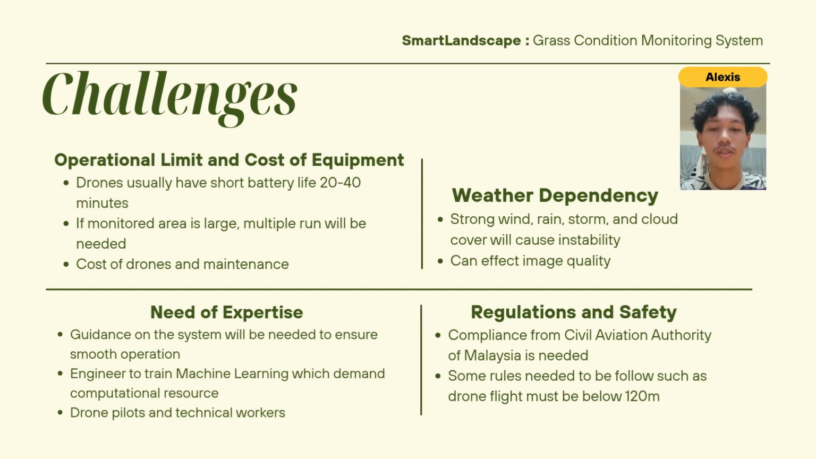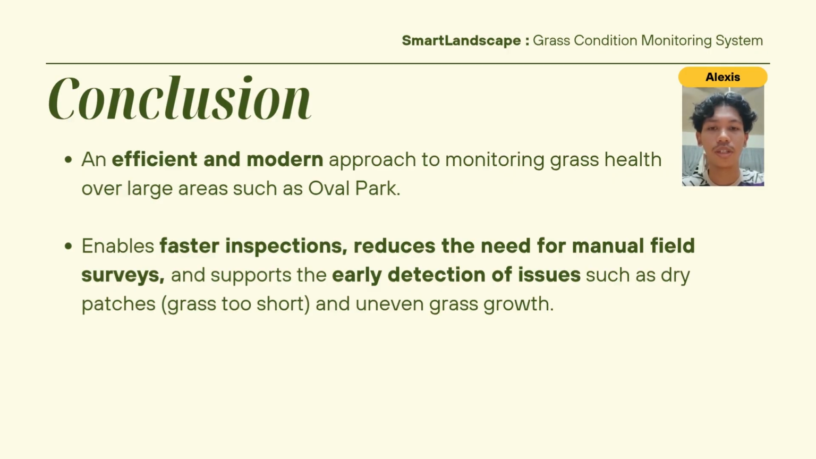Additionally, implementation requires technical expertise from certified drone pilots to engineers who will train our machine learning model. And finally, we must comply with the Civil Aviation Authority regulations, including strict safety guidelines such as permits and the 120-meter altitude limit, reducing the need for manual field surveys and enabling faster inspection and early detection of dry patches and overgrown grass, allowing proactive groundskeeping and smarter resource management.